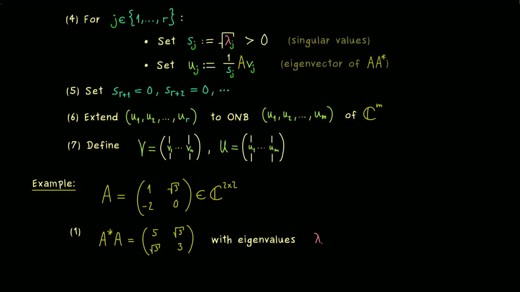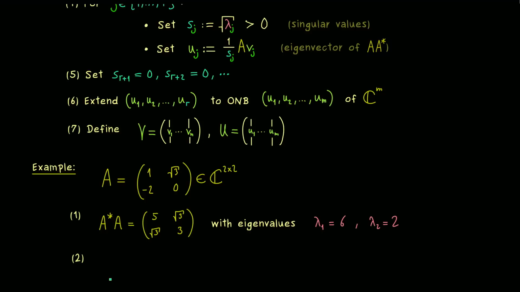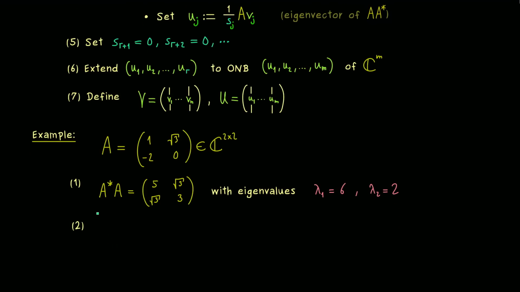We get two eigenvalues, lambda 1 and lambda 2. The bigger one is 6 and the smaller one is 2. And then in step 2 we have to calculate eigenvectors, so we can go to the eigenspaces of A star A. And as you know, an eigenspace is simply given by a kernel. So if we subtract 6 on the diagonal, we get -1 and -3.